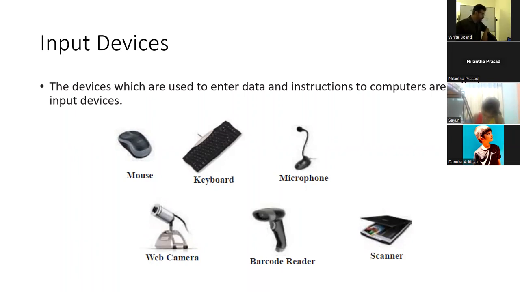The barcode reader is the one that you can see in supermarkets. When you take the items to the cashier, they take the item and hold it against the barcode reader. So that is also an input device. You are inputting some data on the product through this barcode to the computer.